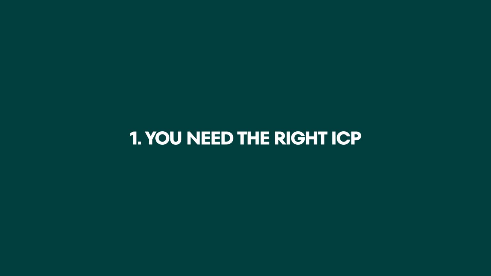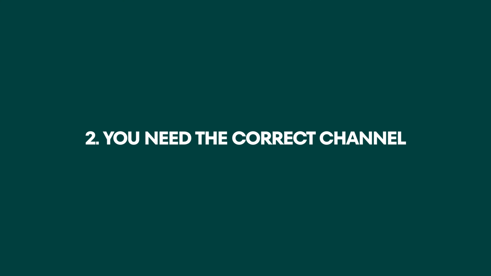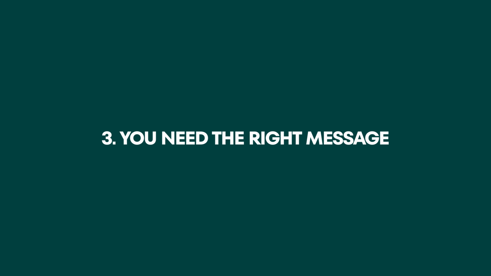So there are a few components you need to get right to achieve a successful B2B SaaS funnel. One, you need to have the right ICP. Then for this ICP, you need to be attracting them through the correct channel. Then you want to be getting their attention with the right message. And when all these components work cohesively and together, only then do things start working.